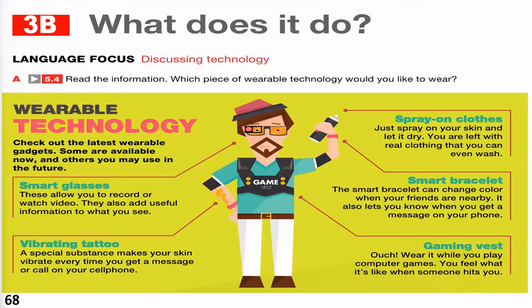Smart bracelet. The smart bracelet can change color when your friends are nearby. It also lets you know when you get a message on your phone. Gaming vest. Ouch! Wear it while you play computer games. You feel what it's like when someone hits you.